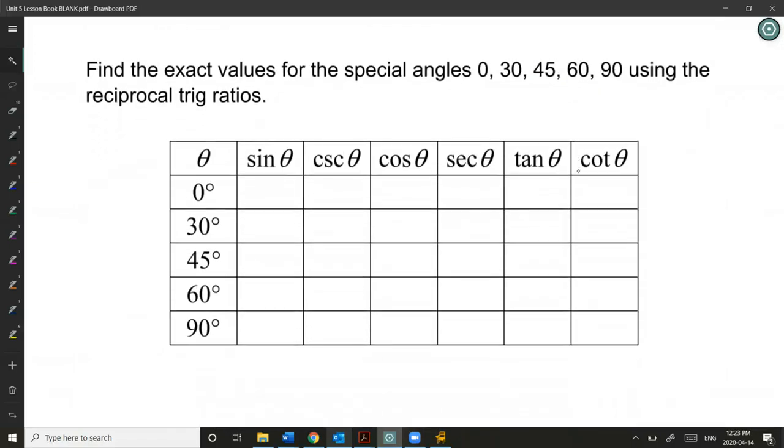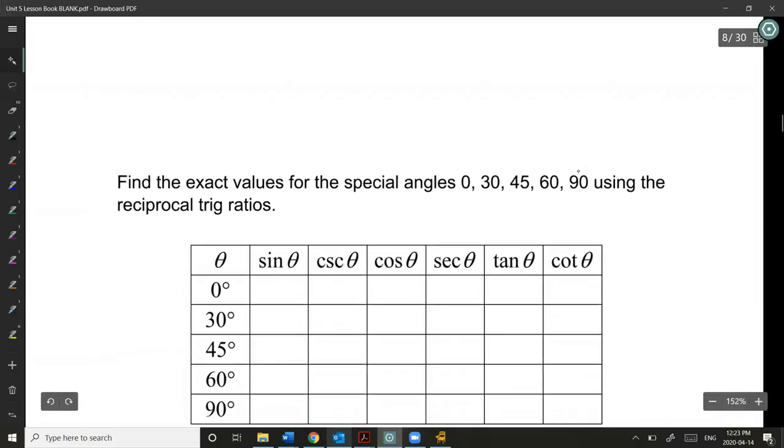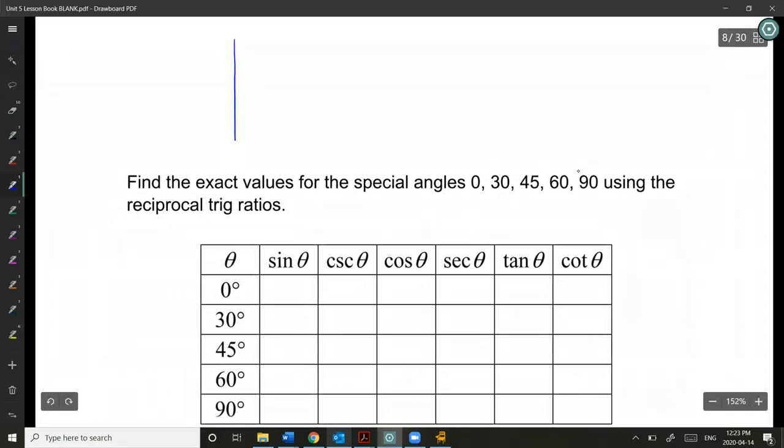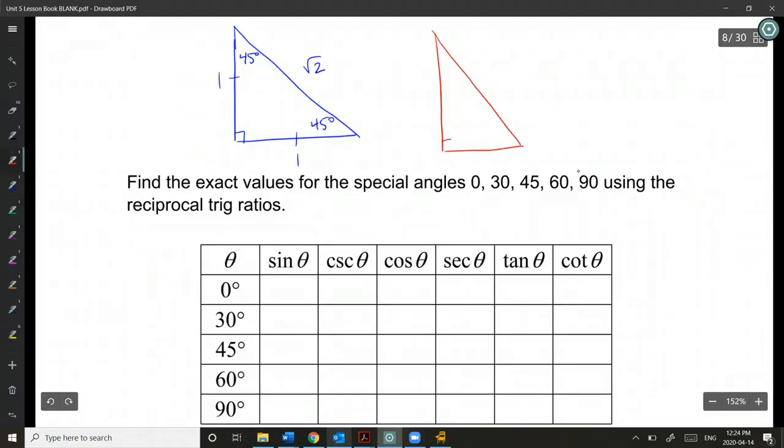Okay, so we're going to find the exact values for the special angles 0, 30, 45, 60, and 90 using the reciprocal trig ratios. For 30, 45, and 60, we are simply going to use the special triangles. I'm going to draw the special triangles above, just as a little reminder for us. And I'm going to quickly enter in the ratios for sine, cosine, and tangent of 30, 45, and 60 because we've already reviewed these in previous lessons. So here's our 45, 45, 90 triangle. And here is our 30, 60, 90 triangle.